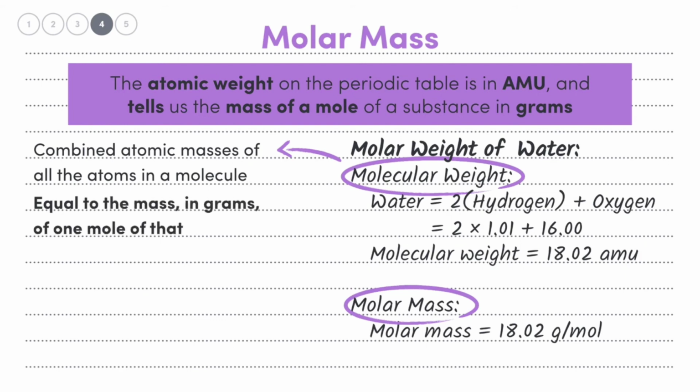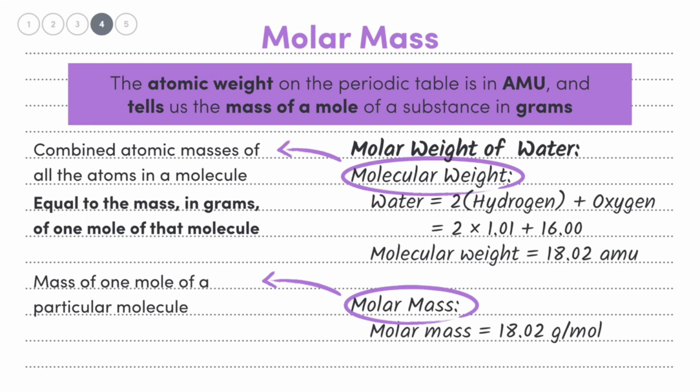that molecule. So to convert this into a molar mass, MR, which is the mass of 1 mole of a particular molecule, we simply write in the units grams per mole after. It's really that simple. Using our molar mass will become really useful in our mass to mole calculations.